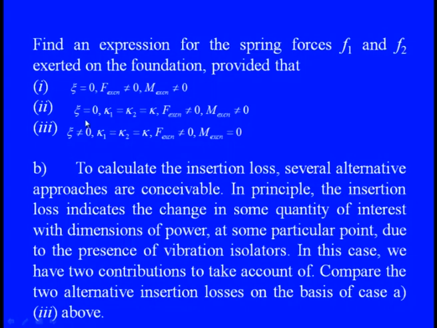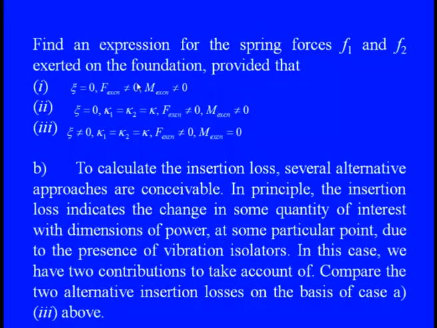Second, zeta is 0, and K1, K2 and K, the spring rate, is constant from both sides at 1 and 2, rigidly mounted on the foundation, and F excitation and M excitation are not equal to 0. The third case is when zeta is not equal to 0. Remember, A into zeta is the linear distance where this F excitation is acting. So zeta is not equal to 0 now, but the spring rates K1, K2 and K are equal. F excitation is applied, but there is no moment, so M excitation is 0. These are the three conditions we are going to apply to formulate the F1 and F2 spring rates.